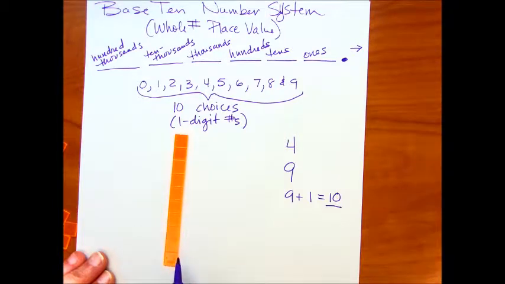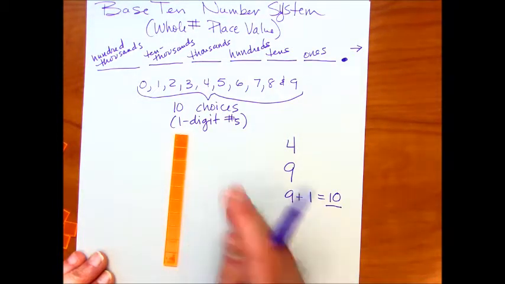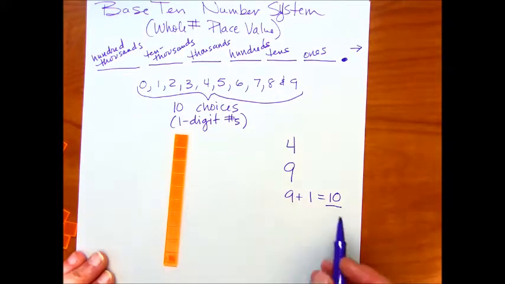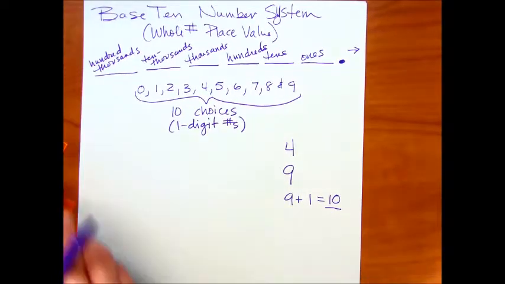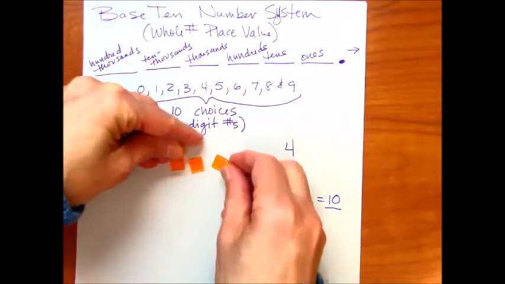So this rod represents 1 ten, and since we have no units left, it's only going to have 0 ones. So 1 ten, 0 ones. Let me just do one other example with the trading with the tens.